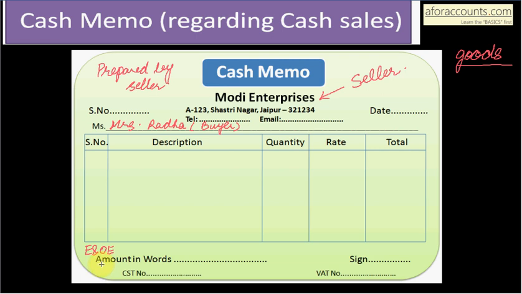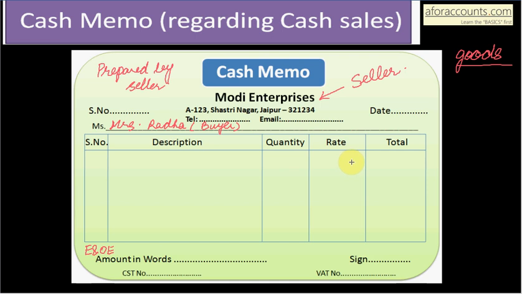And now the original copy. See, generally two copies are prepared. The first copy, this is the original copy, is given to the buyer, and the duplicate copy, that is the carbon copy of it, is retained by the seller himself as a source document. Why is this useful? Now the cash memo is useful to write your journal entry. On the basis of this source document, the accountant will write the journal entry in the books.